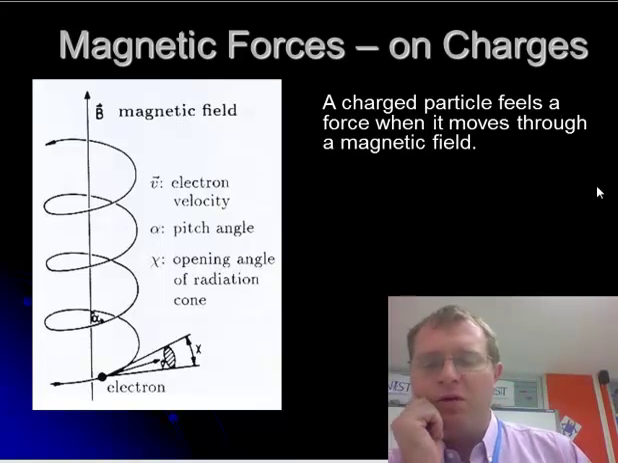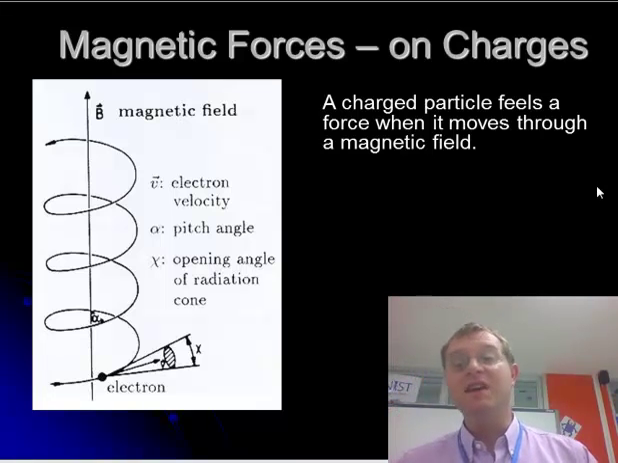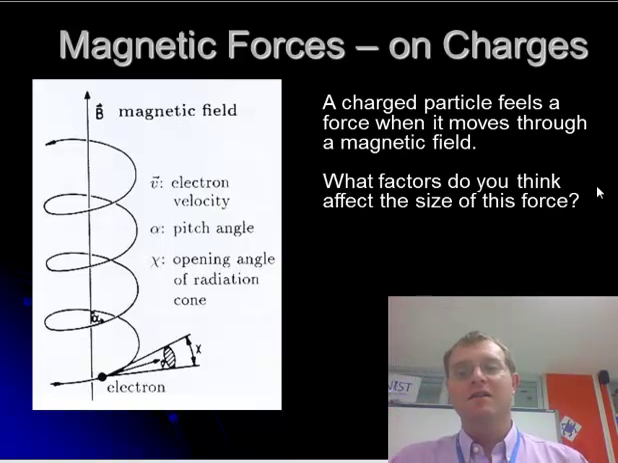So what factors do you think would have an impact on the size of this force? Well, if we think about a wire, some of the features when we look at a wire are, first of all, the magnetic field strength. That would make a lot of sense. The amount of current traveling through, so that would have an impact on either the amount of charge or the rate at which the charge was traveling, so the speed or the velocity.